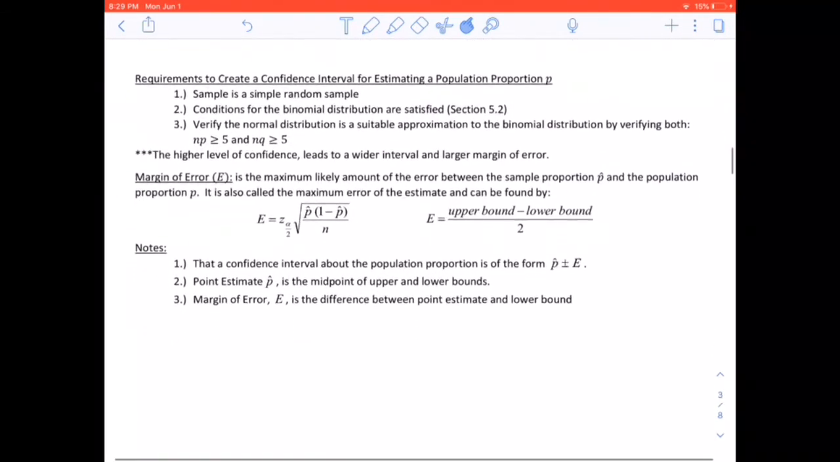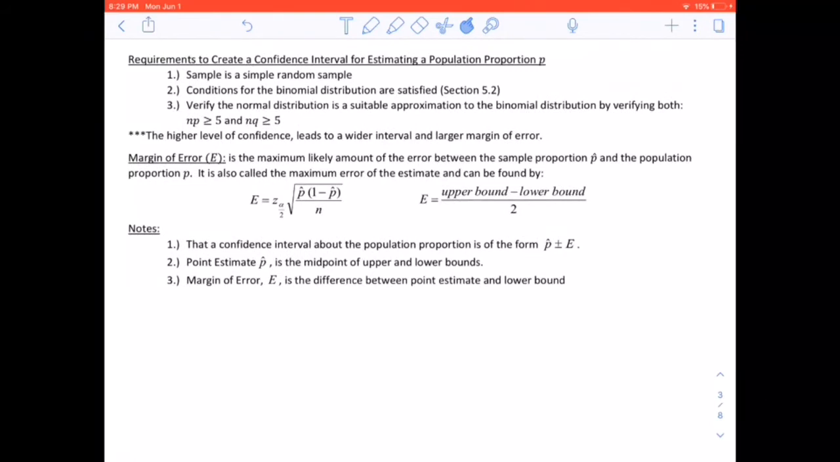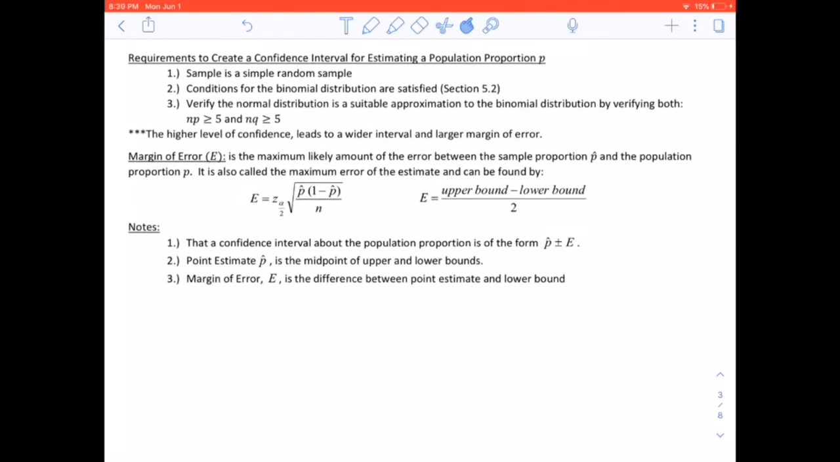On the next page, it says requirements to create a confidence interval for estimating a population proportion, p. First thing is our sample needs to be a simple random sample. The conditions for the binomial distribution are satisfied, and this is back in section 5.1, so if you don't remember that, go look it back up. And you need to verify that the normal distribution is a suitable approximation for the binomial distribution by verifying that n times p and n times q are both greater than or equal to 5. So this is what you would have to check.